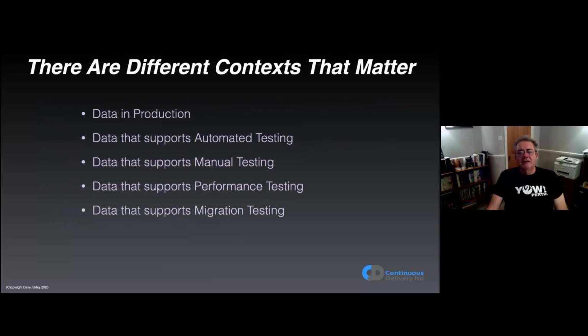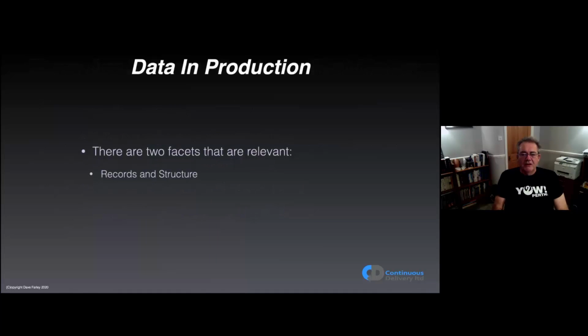I think there are a few different contexts that matter when we start thinking about data and continuous delivery. So there's the data in production, of course, but there's also the data that supports automated testing, and there's the data that supports manual testing and performance testing, migration testing, any kind of testing that we've got. And we want to think carefully about how we're going to deal with all of that stuff.